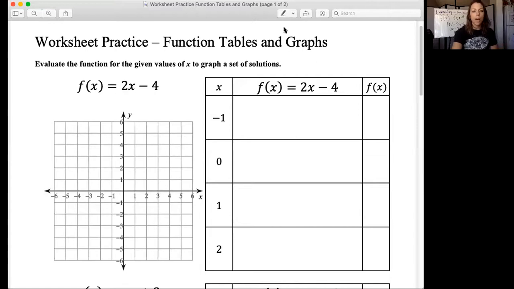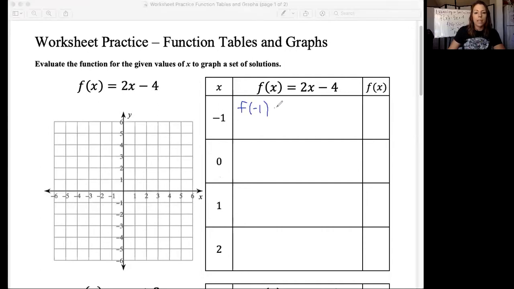The directions tell us to evaluate the function for the given values of x to graph a set of solutions. So here we go. We have our function. In this case, we're also looking at function f of x, and it's equal to 2x minus 4, and these are the 4 values that we're inputting. So I'm just going to think of this as, okay, I want to evaluate function f when x is -1. So that would mean f of -1 is 2 times -1 minus 4. In other words, I'm just substituting in. So that means f of -1 is -2 minus 4, and -2 minus 4 is -6.